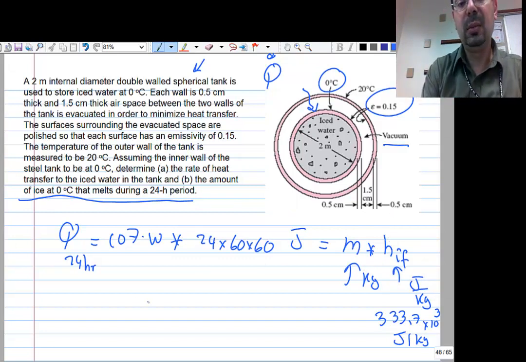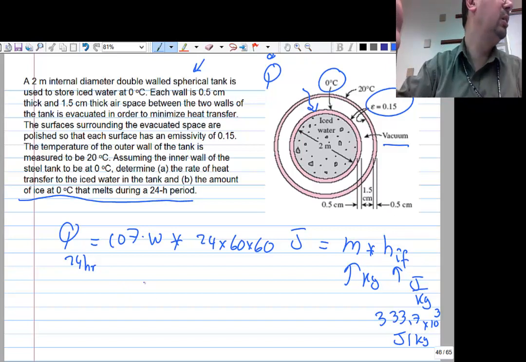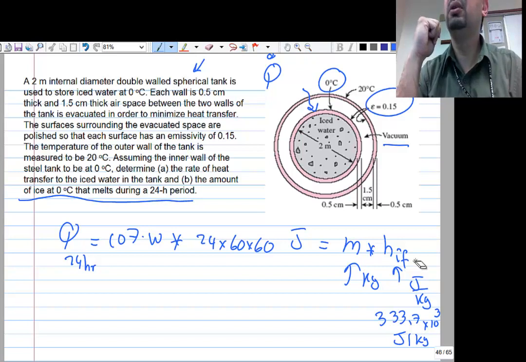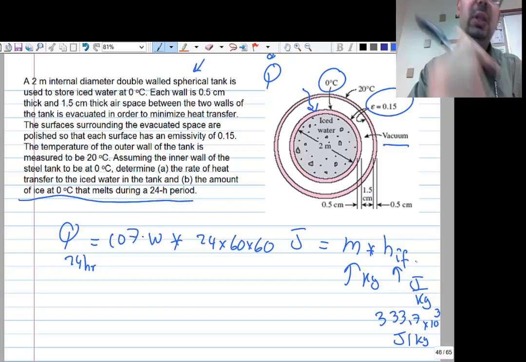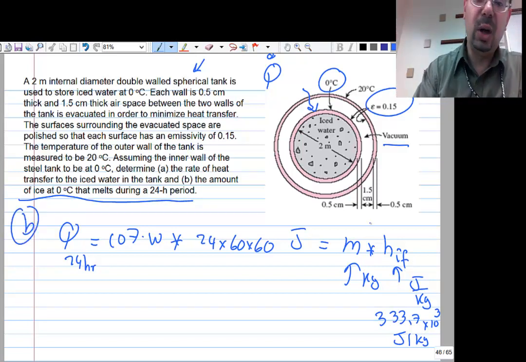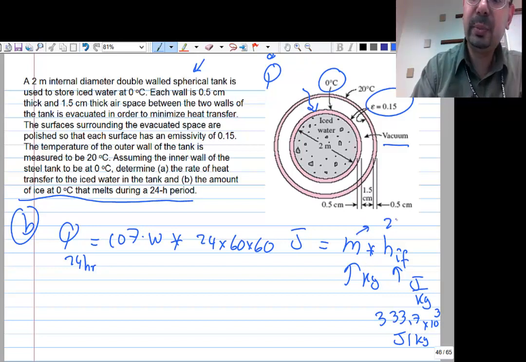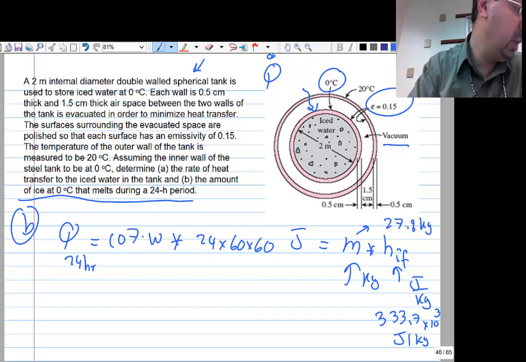Okay? And if this was steam, boiling or something, you multiply m by h_fg, right, in the T-s diagram. Okay, so that was the second part. So how much is the mass? You will end up with 27 kilograms. So the answer is 27.8 kilograms of ice will melt during a 24-hour period.